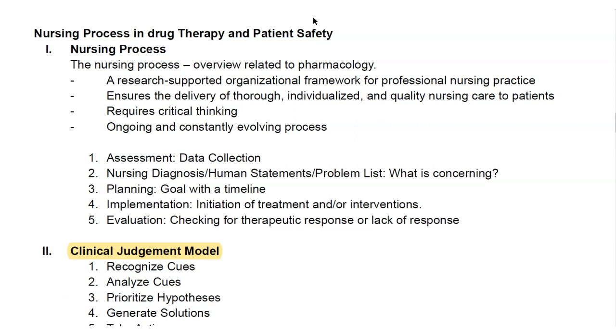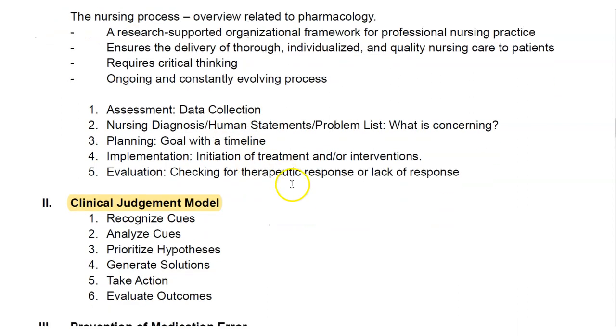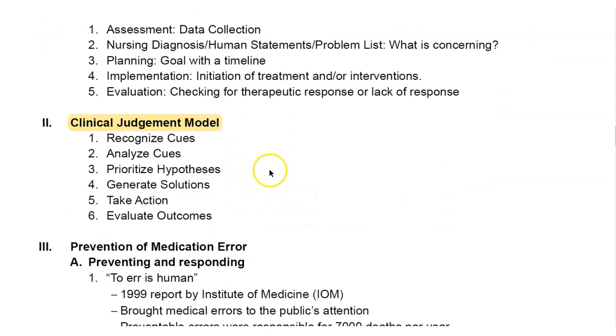Now we are going away from that, and now we're more emphasizing the clinical judgment model. So basically, it is very similar. Anyhow, the clinical judgment model comprises 6 steps. Number 1 would be recognizing the cues. This is basically when we see what is going on, what is abnormal. We're noticing the cues, the patterns, the signs and symptoms.